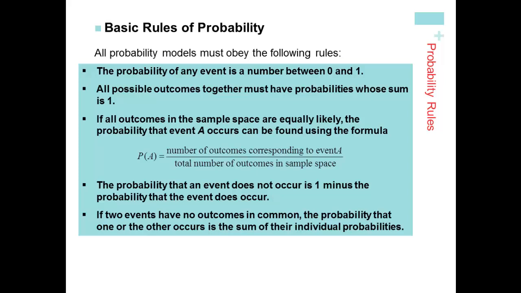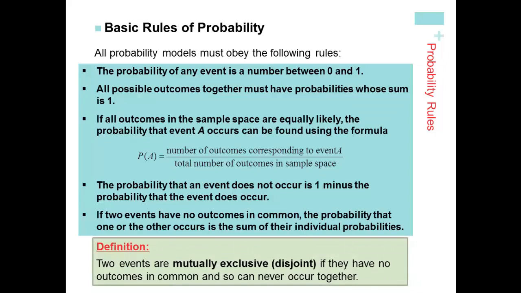Number 5, if two events have no outcomes in common, the probability that one or the other occurs is the sum of their individual probabilities. When you have two events that do not have any outcomes in common, they are often referred to as mutually exclusive or disjoint. Two events are mutually exclusive if they do not have any common outcomes, so they can never occur at the same time.